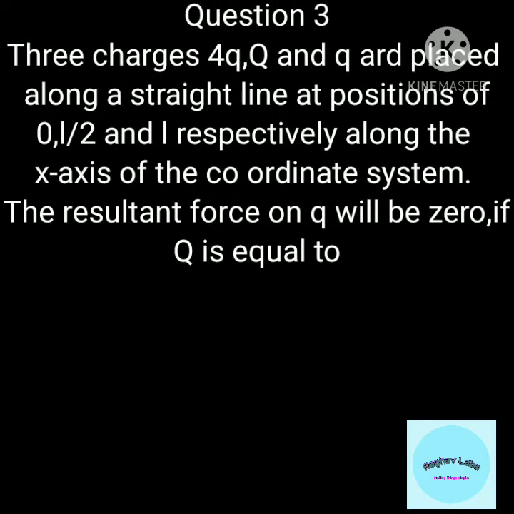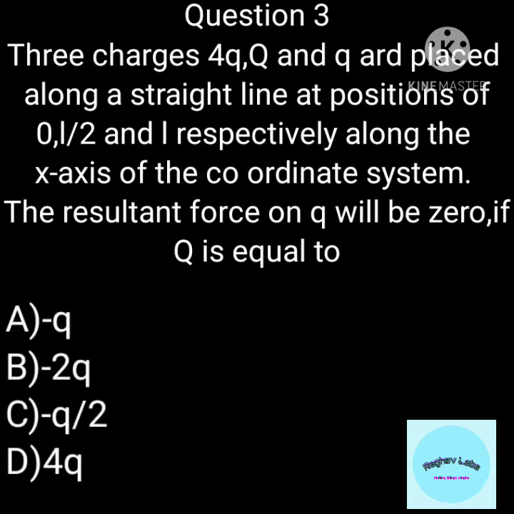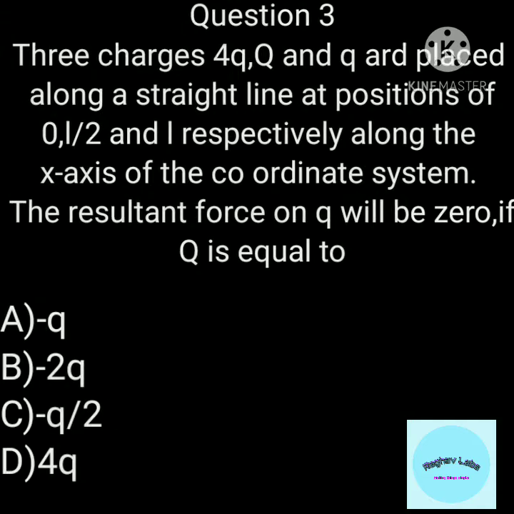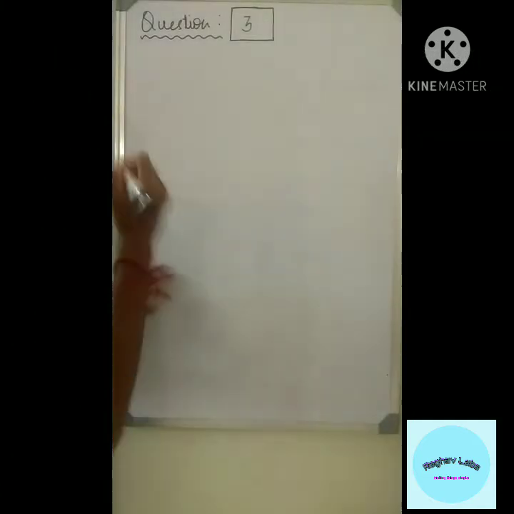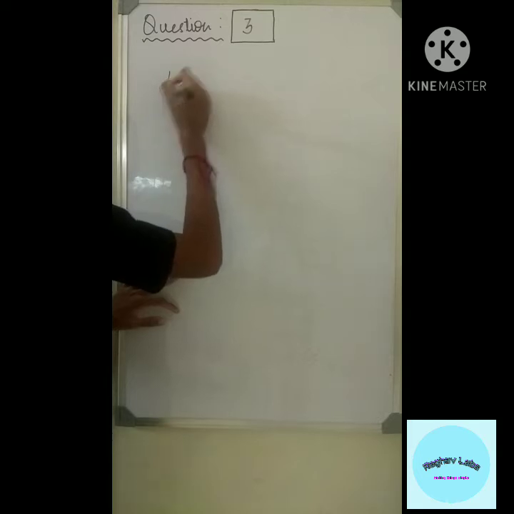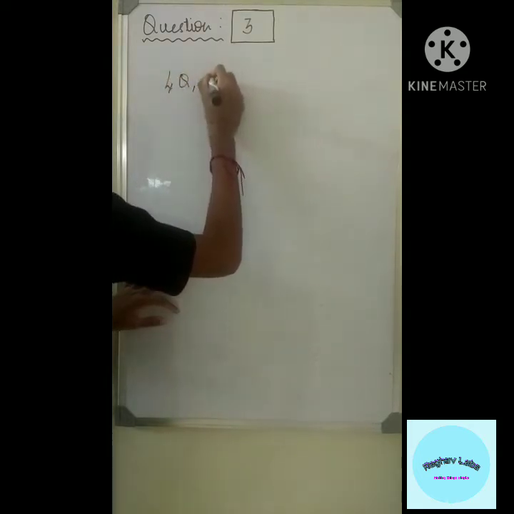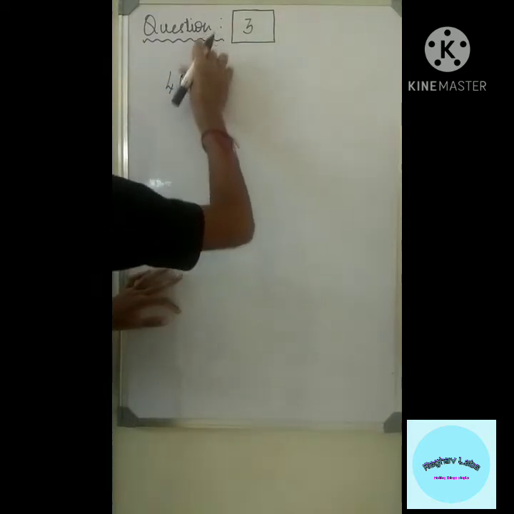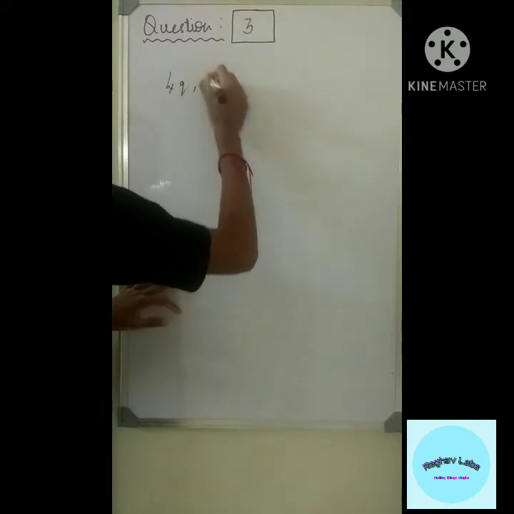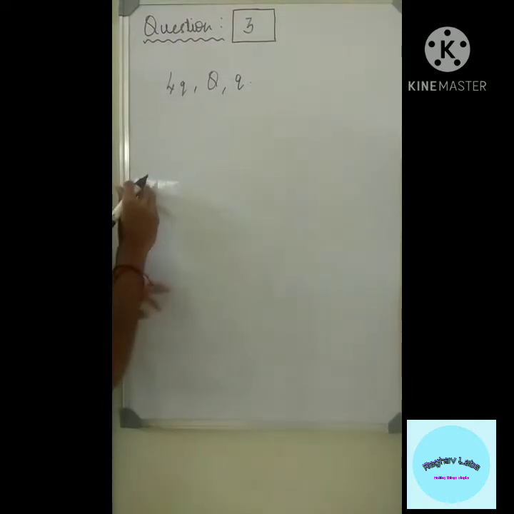Now I'm not going to read the question, you can read it because it's a pretty long question. So we are given three charges, 4q, big Q and small q, on the same line at the positions 0, L by 2 and L. Okay, so let's write it down. Sorry, small q, 4 small q, big Q and small q again.